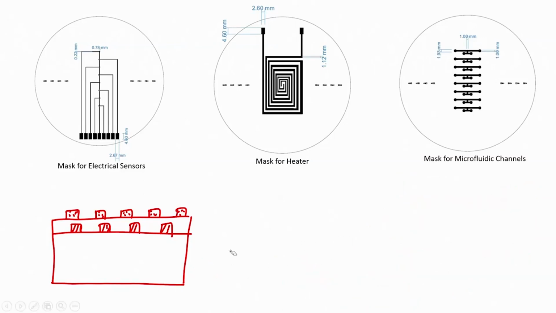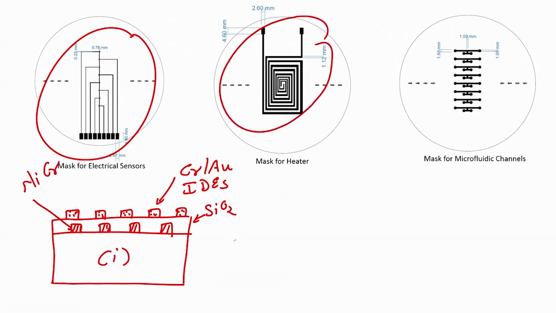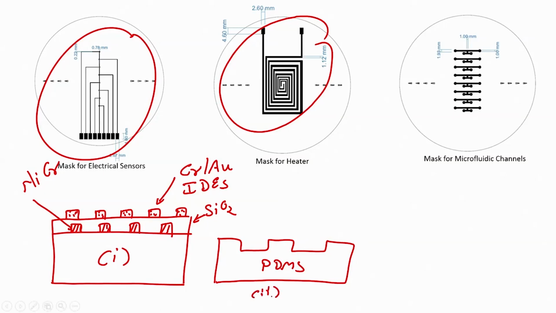So, what do we have? We have wafer 1 with interdigitated electrodes, SiO2, this is chrome gold, the interdigitated electrodes which are this one, right. Then we have silicon dioxide, then we have the micro heater which is this one, right, and we have PDMS, correct. This is my second wafer. 1, 2, right.